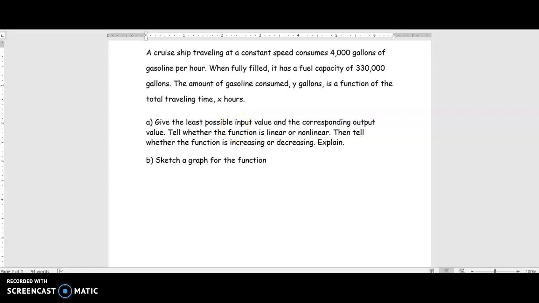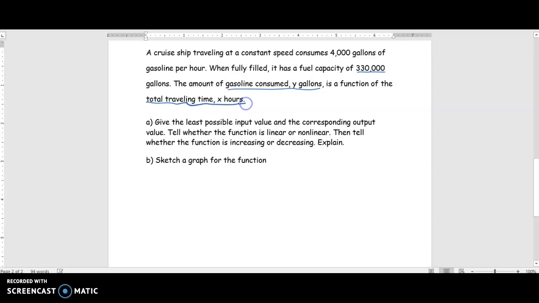Right, let me give you a real quick example of what they're looking for in this section of the book. They're going to give you a situation and they're going to tell you the output, in this case, gasoline consumed. We have a cruise ship traveling at a constant speed and consuming 4,000 gallons of gasoline per hour. And when fully filled, it has a fuel capacity of 330,000 gallons. The dependent variable is the gasoline consumed, and it's a function of the total traveling time.